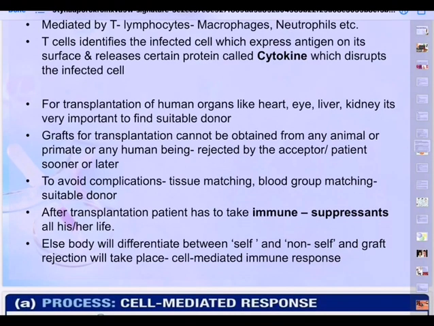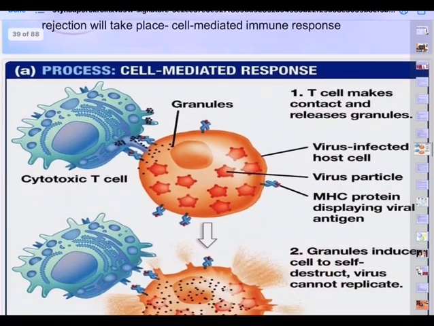Else, the body will differentiate between self and non-self. This is the problem. The body will differentiate what is mine and what is not mine, self and non-self, and graft rejection will take place. Normally, this is a big obstacle whenever there is a heart transplantation, kidney transplantation, all this. Because the CMI will identify self and non-self. The moment a donor kidney is coming inside, our own body will reject it because it is non-self. So the doctor has to prescribe medicines which will suppress the immune system for a temporary time. But still there is a lot of risk.